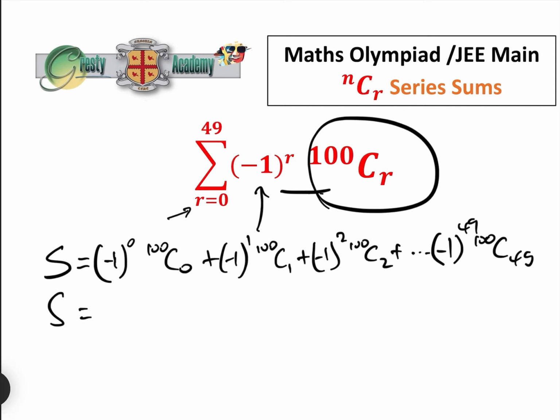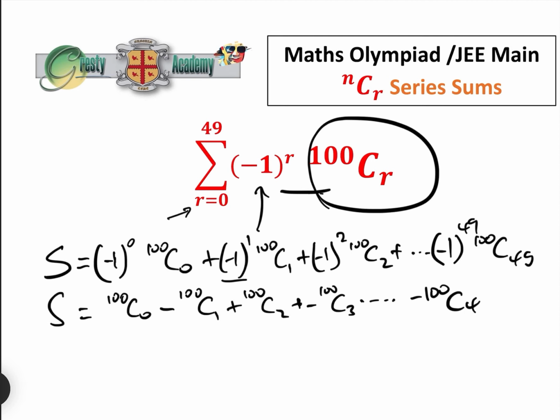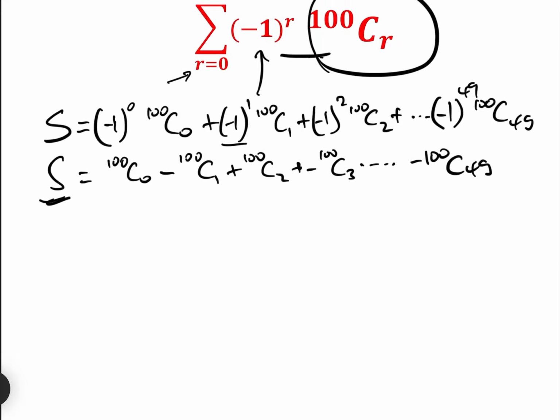So let's just simplify it slightly. Minus 1 to the 0 is 1, so that makes 100C0. Minus 1 to the 1 is minus, so that's minus 100C1. Add 100C2, minus 100C3, etc., all the way to the end one, which is minus 100C49. So that's what s is. That's what we want to find. Okay, now how do we find that?